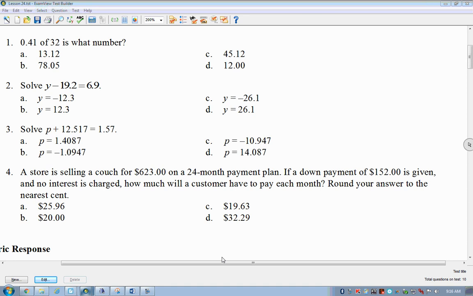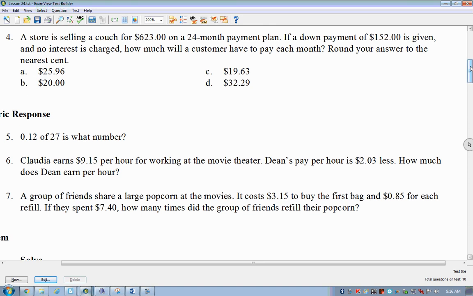All right, let's move on to a word problem. A store is selling a couch for $623 on a 24-month payment plan. If the down payment is $152 and it's given, no interest is charged, how much will a customer have to pay each month? Round your answer to the nearest cent. There's a lot there. How would we go about solving this?